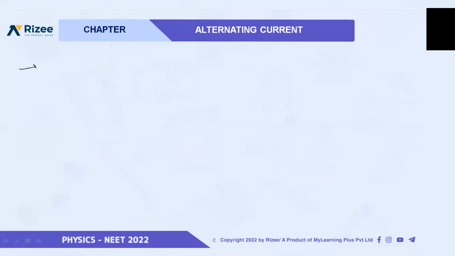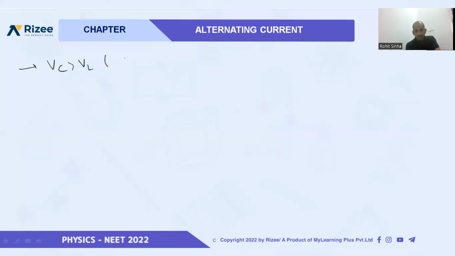Suppose we have XC greater than XL. Suppose we are having VC greater than VL, in LCR circuit only. What we will do? We can represent it like this. Okay. I draw the phasor first. You see here. This is the value of current. I represent it like this. I, peak value is I naught.